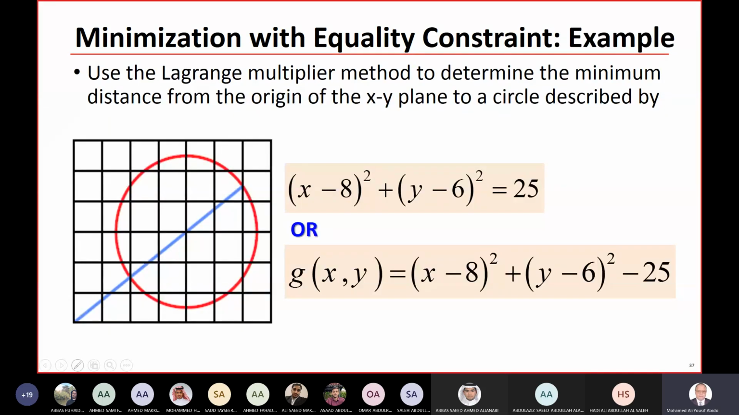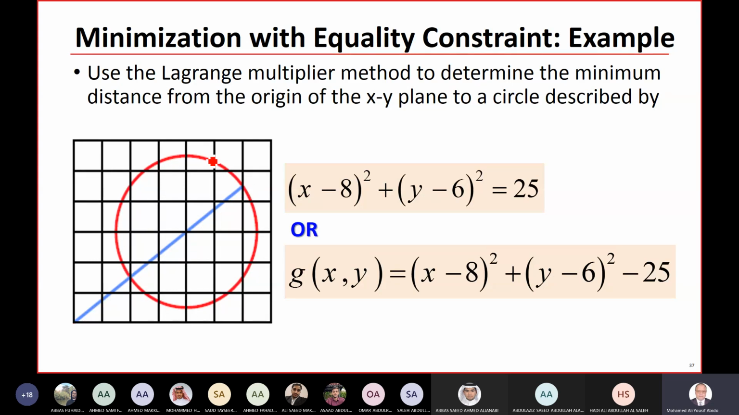Let us take a very simple example here, to show you how to incorporate these equality constraints in the objective function. Use the Lagrange multiplier method to determine the minimum distance from the origin of the XY plane to a circle described below. Now we need to find the minimum distance between the origin and this circle. Okay, we need to measure the distance and we need to minimize it. So we have here, we need the point on the circle.